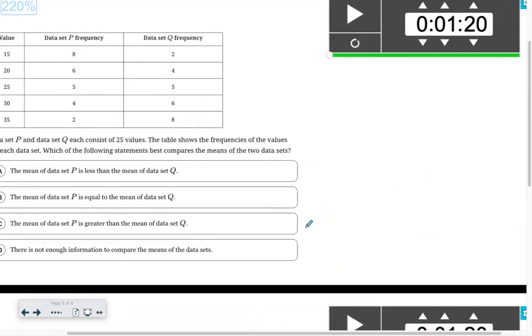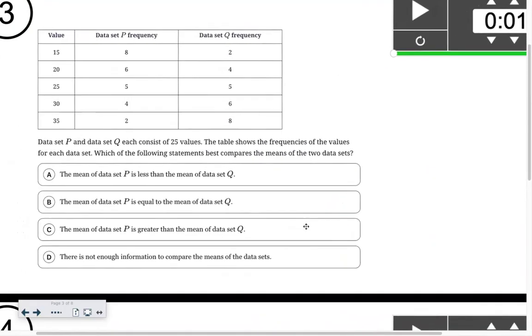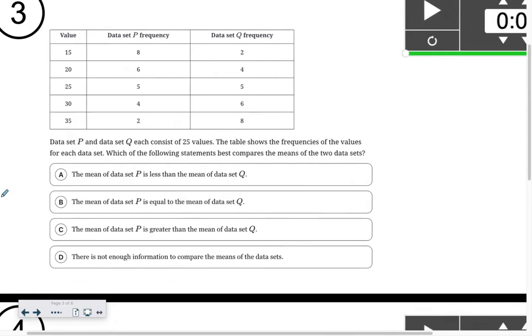Okay, so here let's zoom in on this one. In number three, we have two different data sets and two different frequency tables. Which of the following compares the means? Basically, we could find the means of each one, but we don't want to have to.